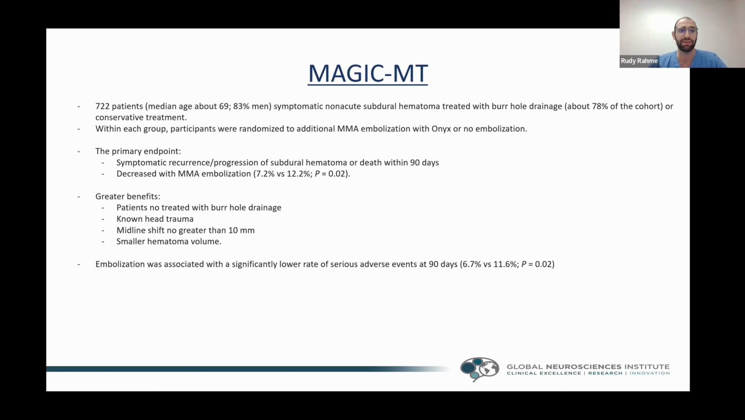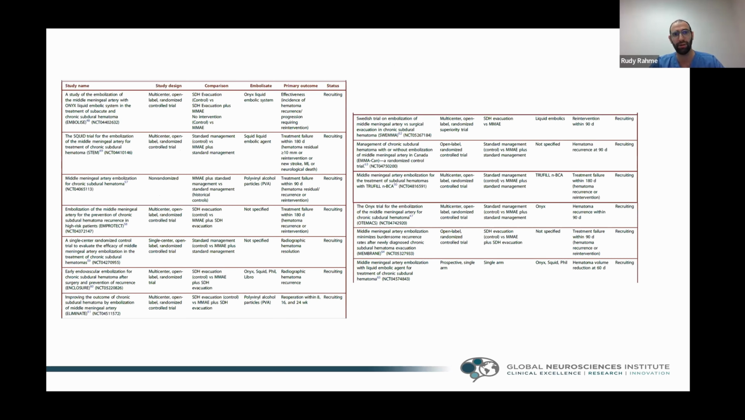In their sub-analysis, they noticed that, interestingly, it's a little bit different than the previous study, the STEM. The greatest benefit was with patients who were treated conservatively, not with those treated with burr holes. It's not really understood why; you don't have enough data to understand it, but that's what it showed. Greatest benefit was also in patients with known head trauma. That could potentially be due to the fact that the patients who did not have head trauma had a higher likelihood of being on antithrombotic medication. Patients who had a midline shift of less than 10 millimeters also fared better. That kind of makes sense, and smaller hematoma volume. In addition, the embolization was associated with a lower rate of serious adverse events at 90 days as well.